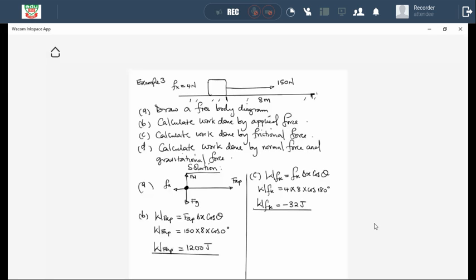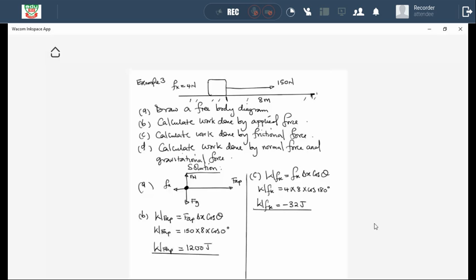Now, let's interpret this answer as well, friends. We are getting a negative work done here. So what it means is the object has lost energy. Remember, we said work done is equals to energy transferred. So how is the energy being transferred here? Since we are getting a negative answer, it means the object has lost 32 joules, right?